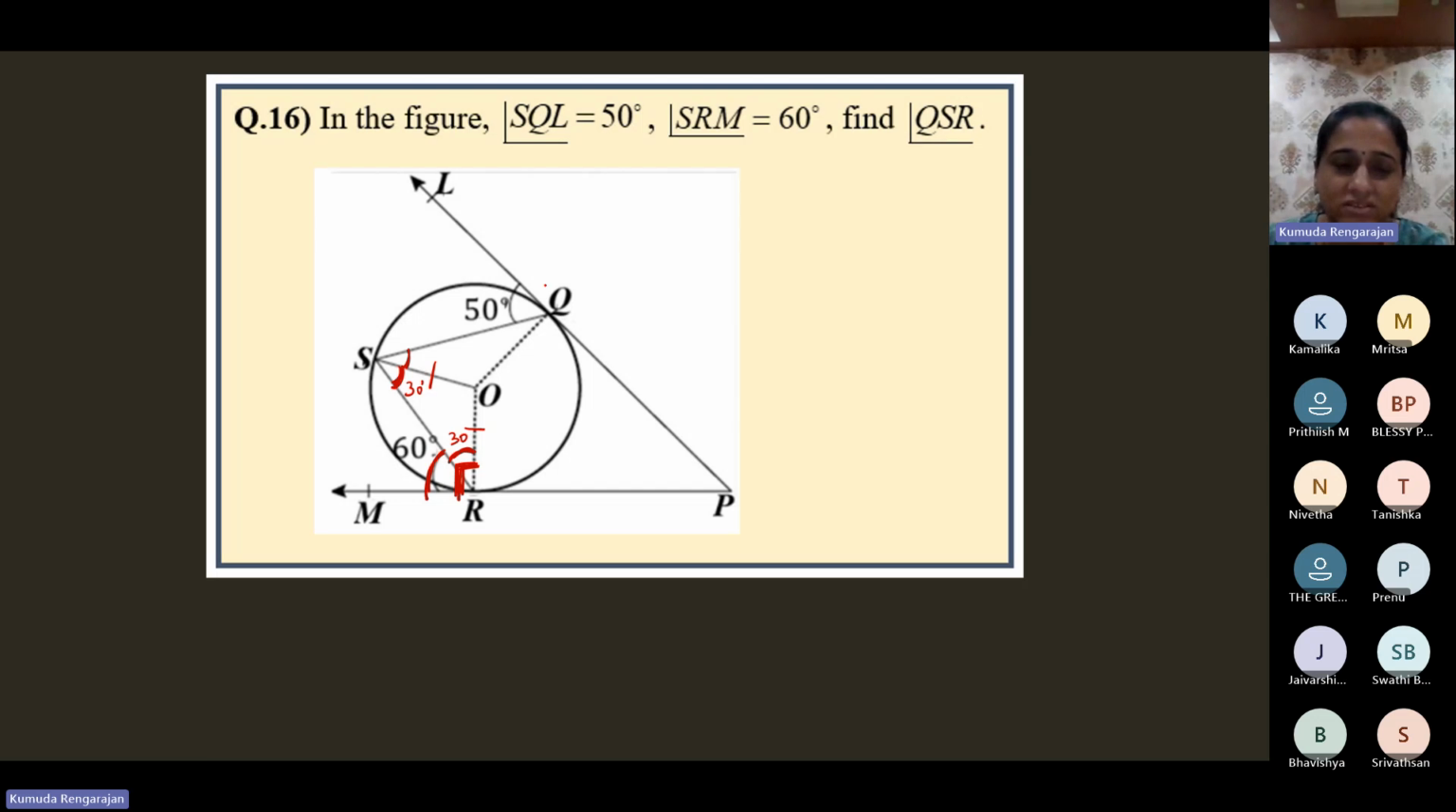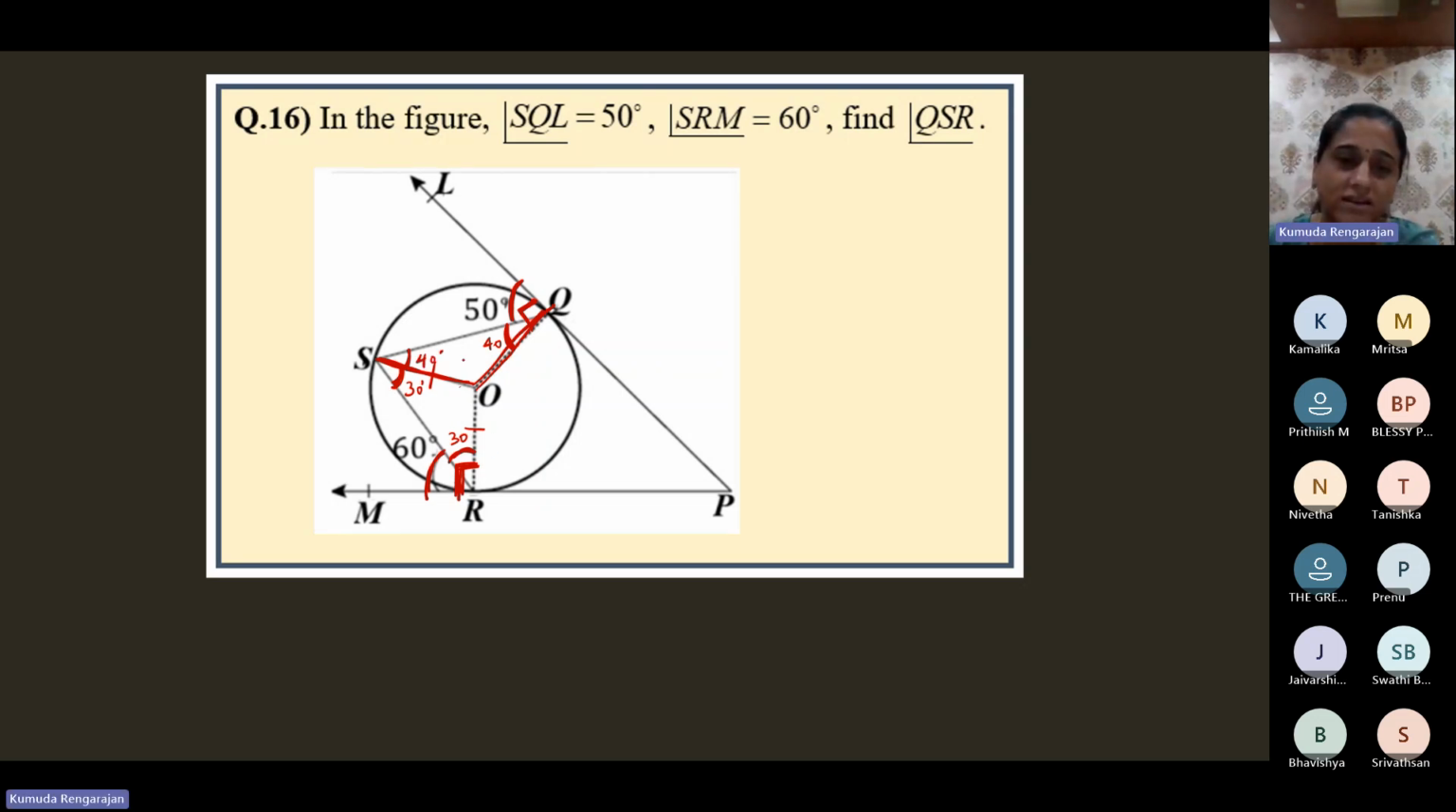Now come to this side of the figure. What's the magnitude of this angle? Radius tangent. See, from the radius till the tangent. How much is this? 90 degrees. This is 50. So how much is this? 40 degrees. Again, isosceles triangle, right? Because OQ radius, OS radius. So these two sides are equal. So this angle is 40, so this also will be 40.